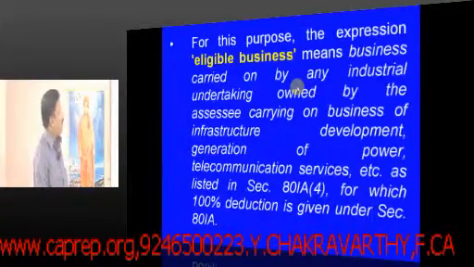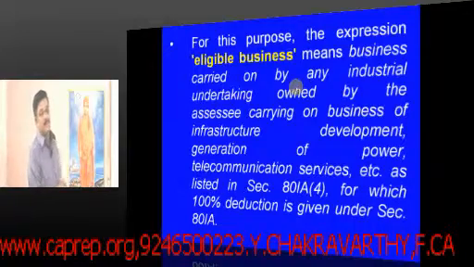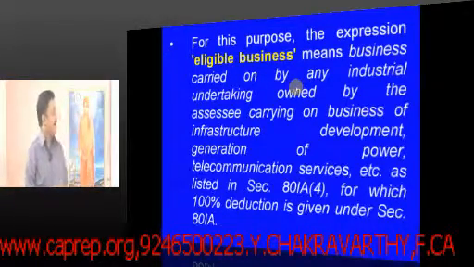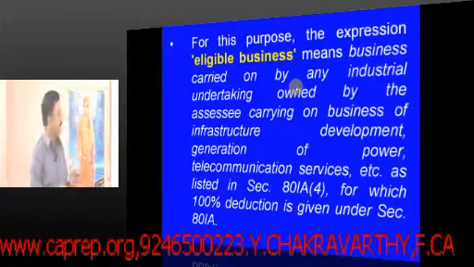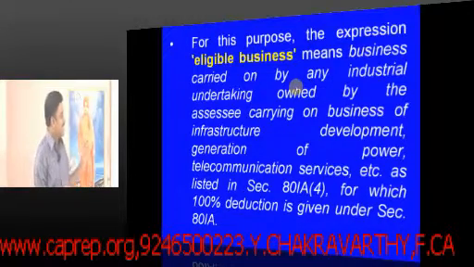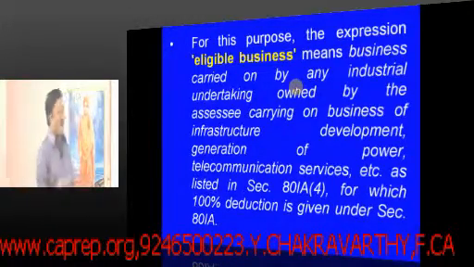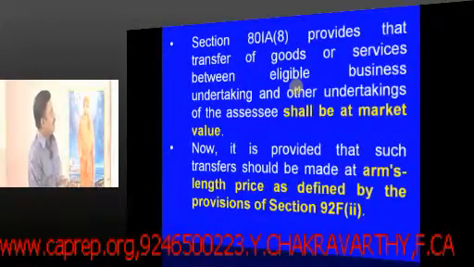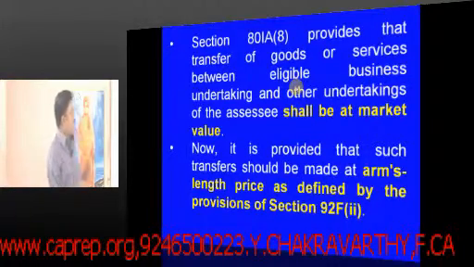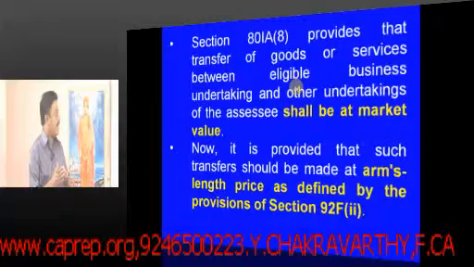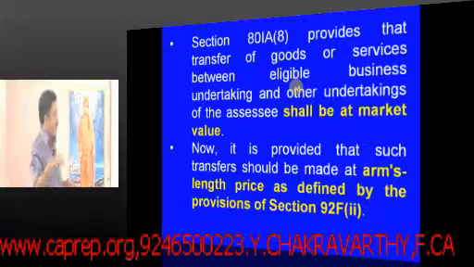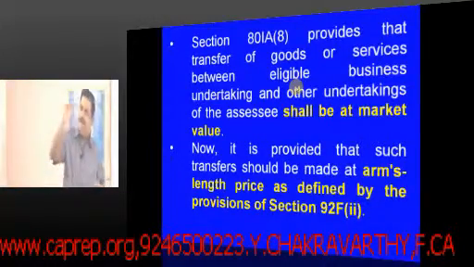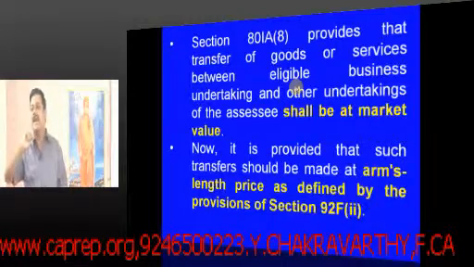Then for this purpose, the expression eligible business means what? Business carried on by the industrial undertaking owned by the SSE, carrying on the business of infrastructure development, generation of power, telecommunication services as listed in 80IA4, for which 100% deduction is given under section 80IA. So 80IA provides that transfer of the goods or services between eligible business or undertaking and other undertaking of the SSE shall be at market value. Now it is amended, what? Wherever the market value is there, they have replaced the market value with what value?